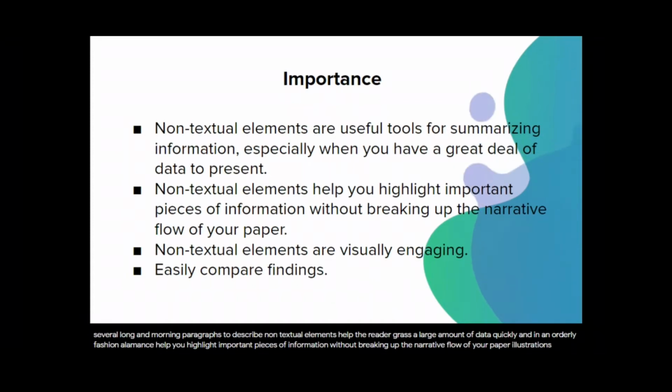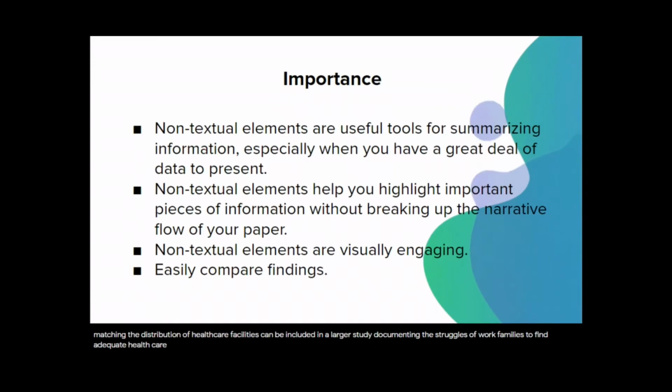Illustrations, photographs, maps, and the like can be used as quick reference to information that helps to highlight key issues found in the text. For example, a street map showing the distribution of healthcare facilities can be included in a larger study, documenting the struggles of poor families to find adequate healthcare. Non-textual elements are visually engaging. Using a chart or photograph, for example, can help enhance the overall presentation of your research and provide a way to stimulate a reader's interest in the study.